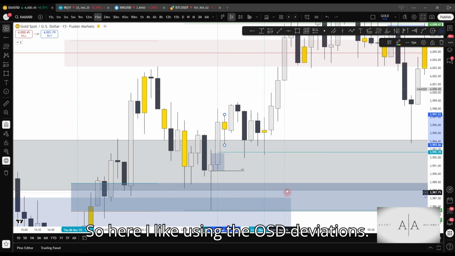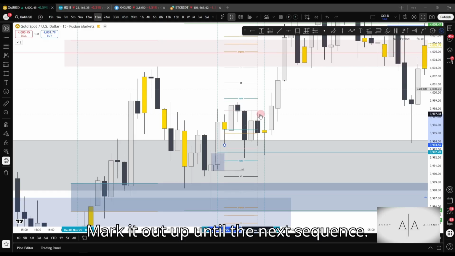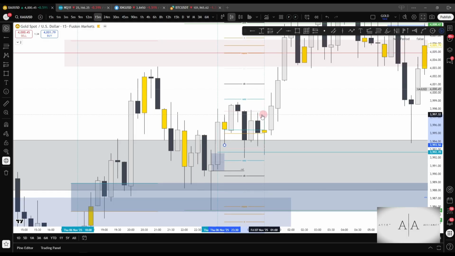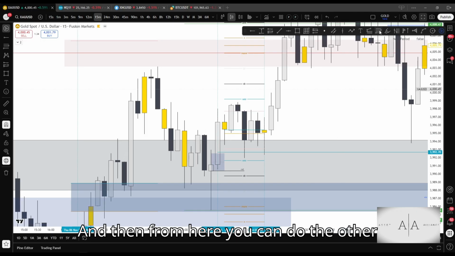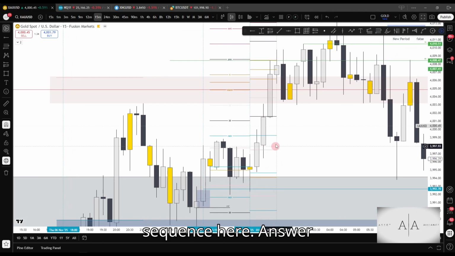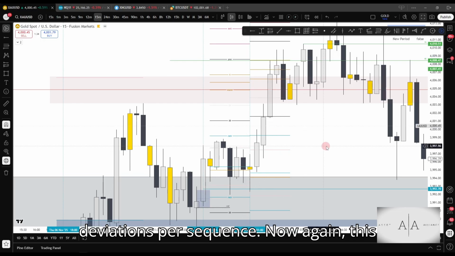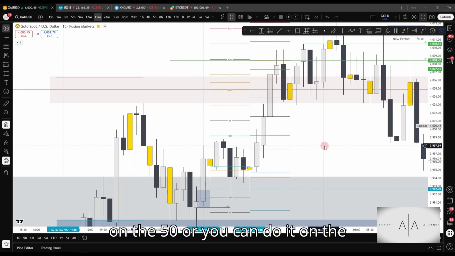So here I like using the OSTDV deviations. Mark it out up until the next sequence. And then from here, you can do the other deviations right there for the next sequence here, down to there. So then these are going to be your deviations per sequence. Now again, this is a top-down analysis, so you can do it on the 15 or you can do it on the 4 hour. It doesn't make a difference.